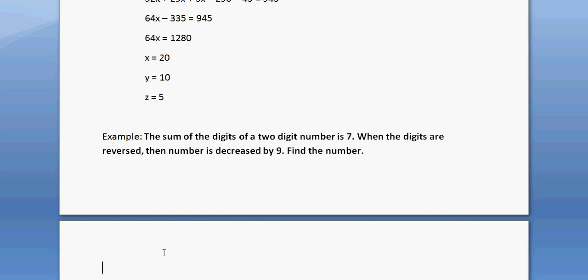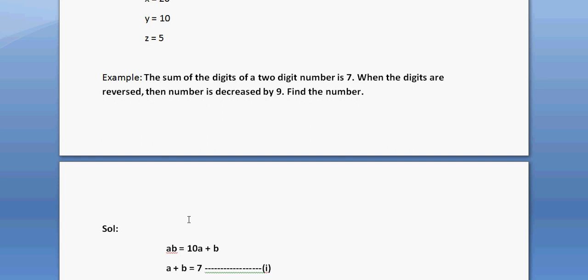It says the sum of the digits of a 2-digit number is 7. When the digits are reversed, the number is decreased by 9. Find the number. So a 2-digit number is AB, 12, right? For example, 12 can be written as 10 into 1 plus 2. A 2-digit number can be written as 10a plus b, right? So this you have to know even to solve this question.